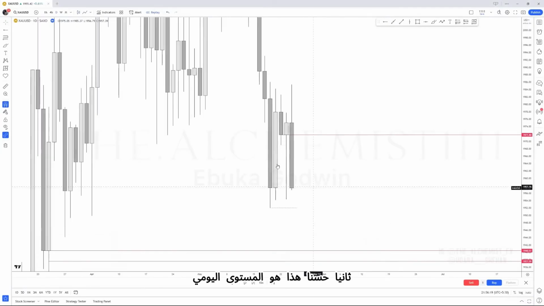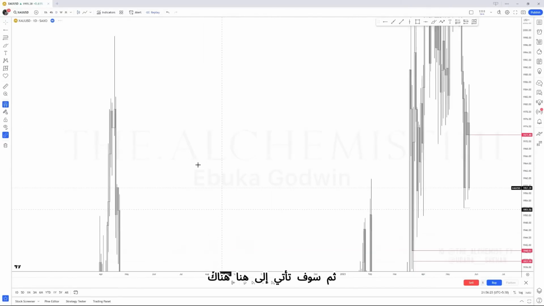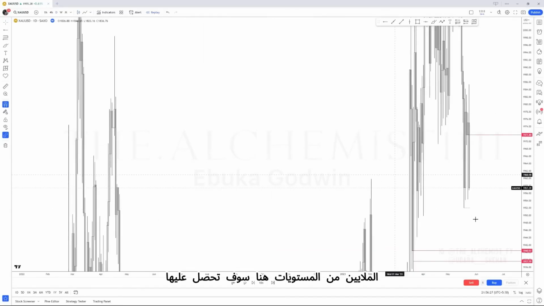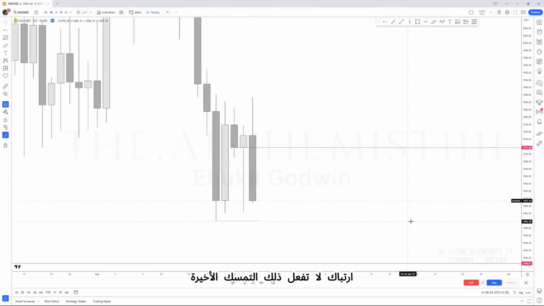Okay. So this is the daily level we have. Like I told you, don't focus here. Do not focus here. You will get confused because there are so many levels here. Then you will come here. There are millions of levels here. You will get confused. Don't do that. Stick to recent price action.